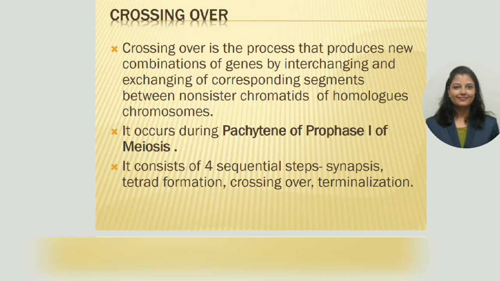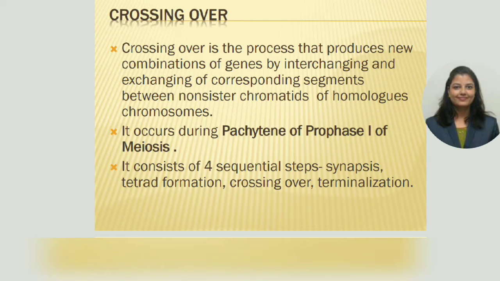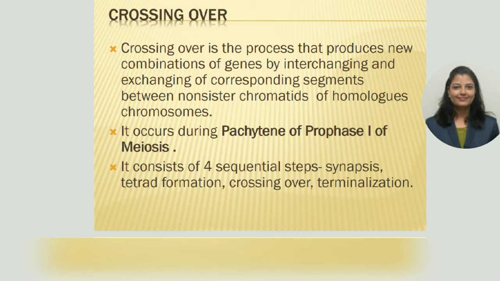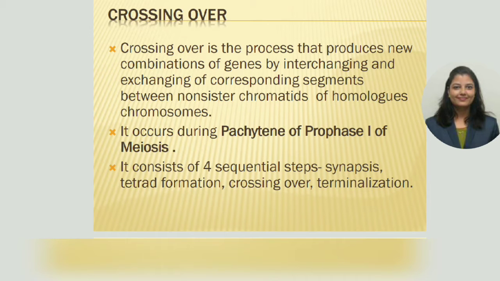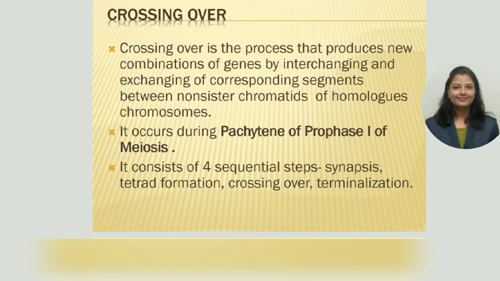And crossing over. Crossing over is the process that produces new combinations of genes by interchanging and exchanging corresponding segments between non-sister chromatids of homologous chromosomes. It occurs during the pachytene stage of prophase 1 of meiosis, and it consists of four sequential steps: synapsis, tetrad formation, crossing over and terminalization, which we had already studied in 11th standard in the chapter named Cell Division.